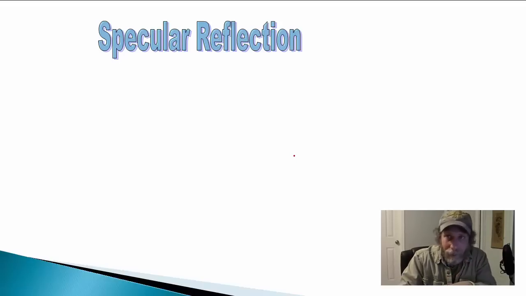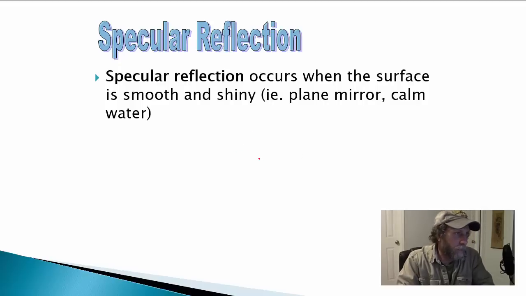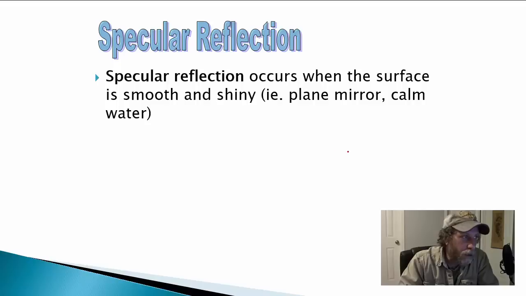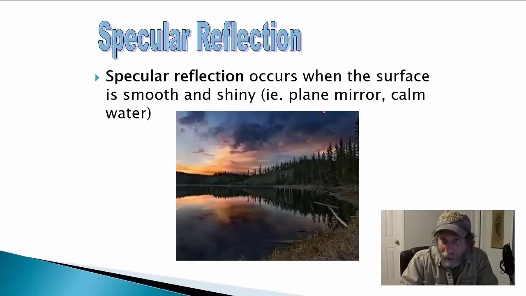Now, there are different types of reflection, depending on the surface that the light is bouncing off or reflecting off. It can be a really smooth, shiny surface or a really rough surface. Specular reflection occurs when the surface is smooth and shiny. Obviously, with a plane mirror, the reflection of that pottery is coming off a very smooth, shiny surface.